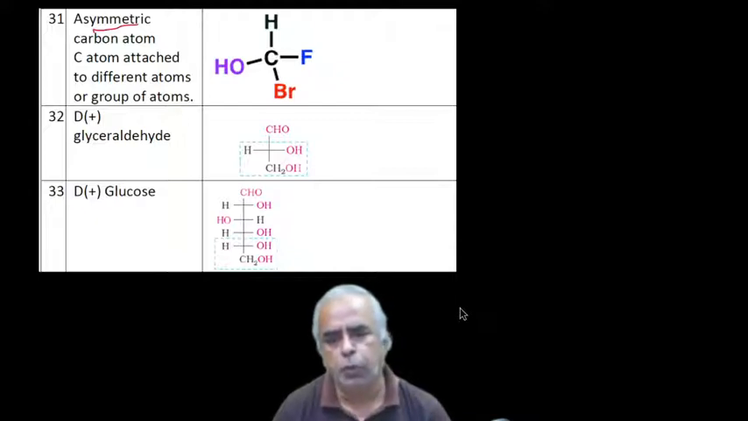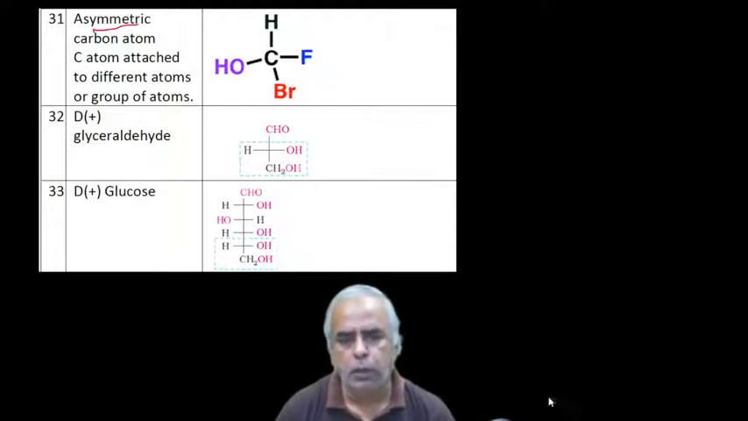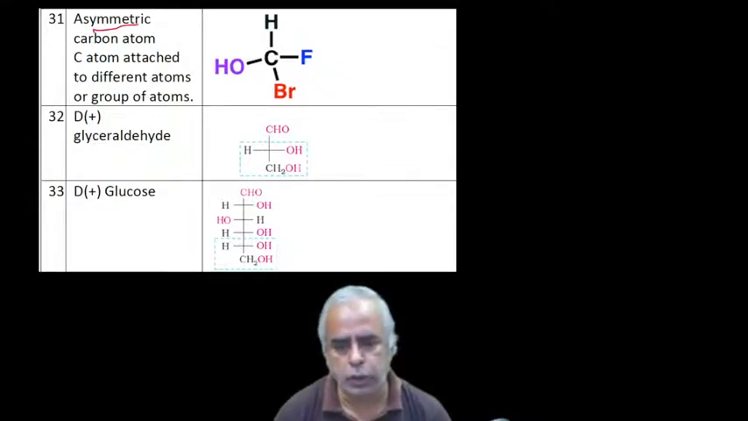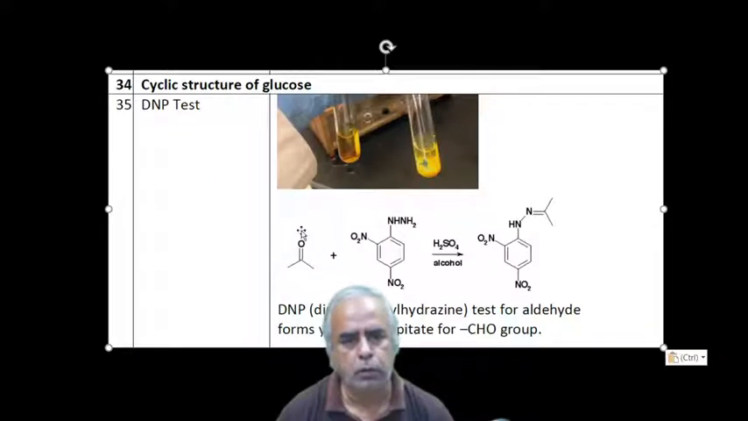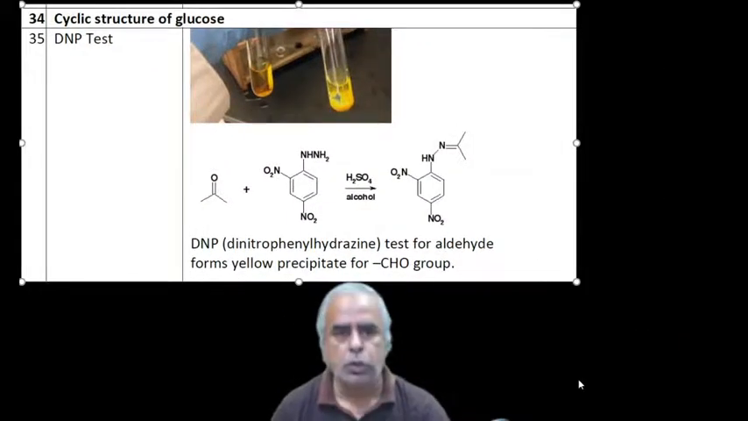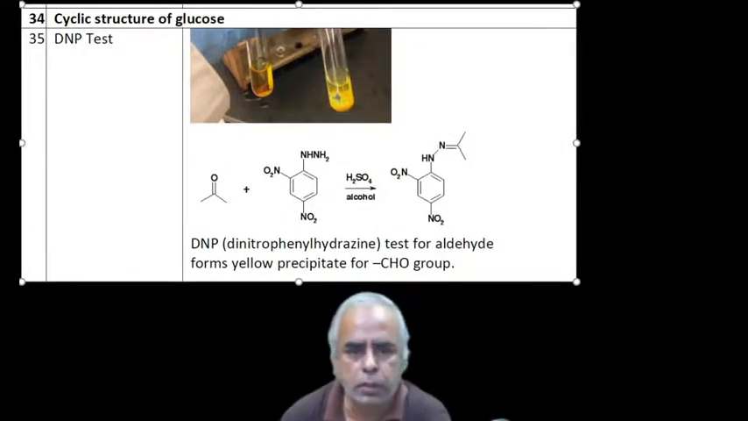Now we need to prove the cyclic structure of glucose. That is another important aspect. Let us talk about this cyclic structure. Let me take some more time. I will finish it. Now, the cyclic structure, let us look at this.